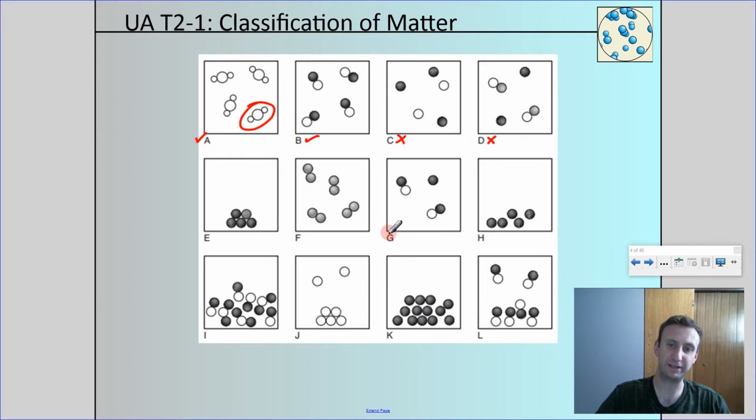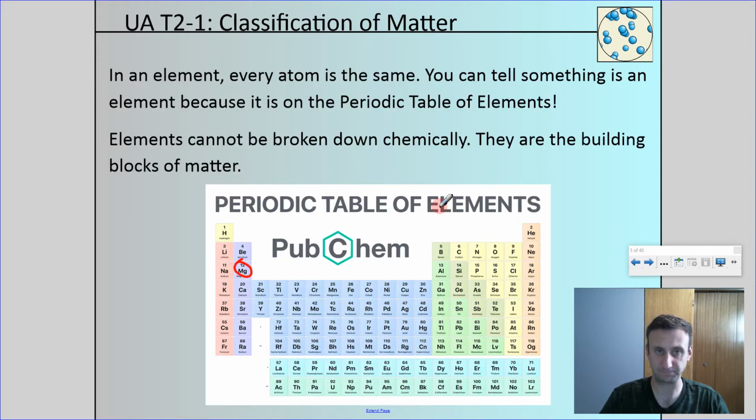And the answer is G. I have more than one type of particle here, right? I've got this particle, which is the same as this one, and then I have this particle as well. So because I have more than one type of particle, this is not a pure substance for G.